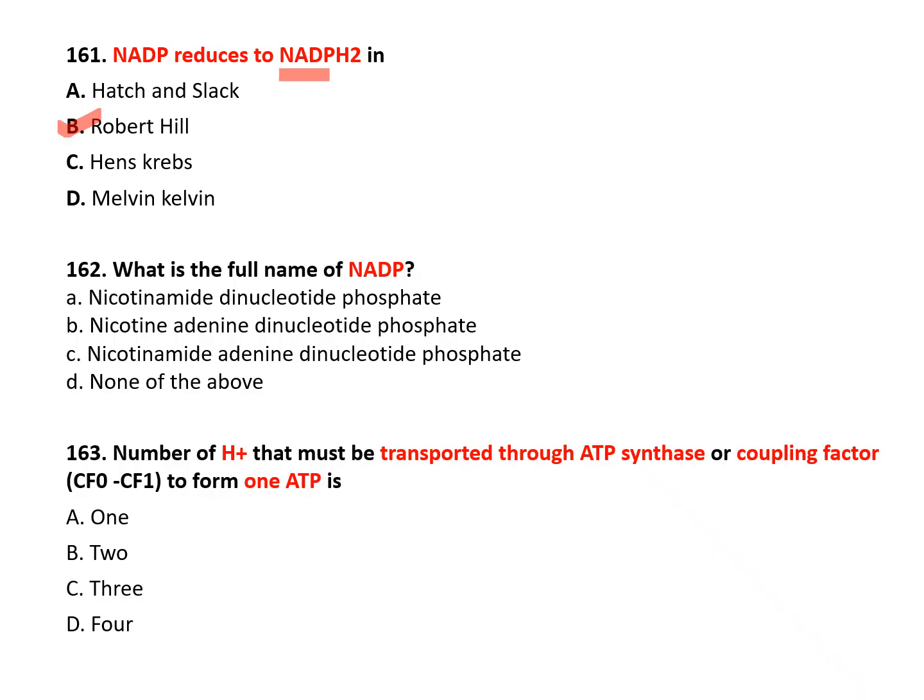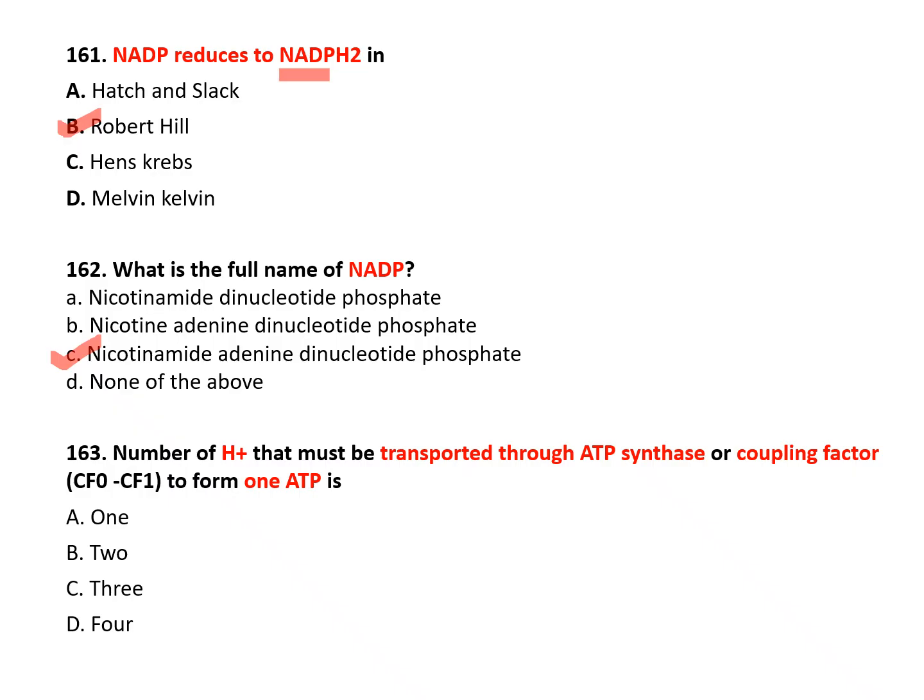What is the full name of NADP? Option A, nicotinamide dinucleotide phosphate. Option B, nicotine adenine dinucleotide phosphate. Option C, nicotinamide adenine dinucleotide phosphate. Option D, none of the above. The correct answer is option C, nicotinamide adenine dinucleotide phosphate. The next question number 163.